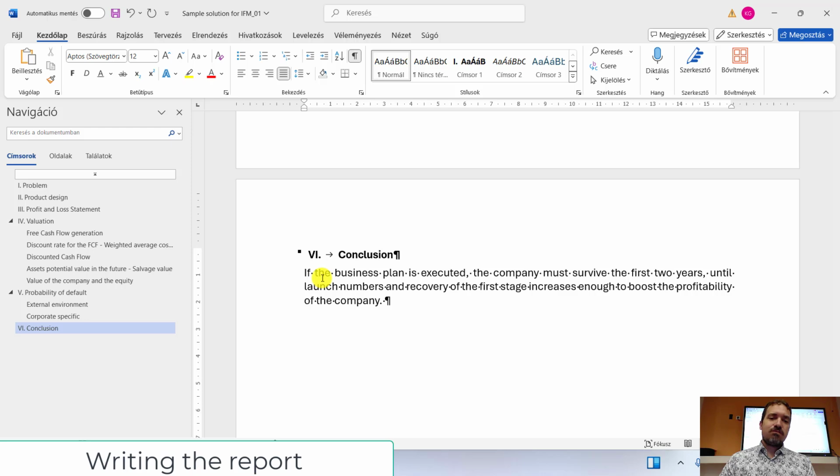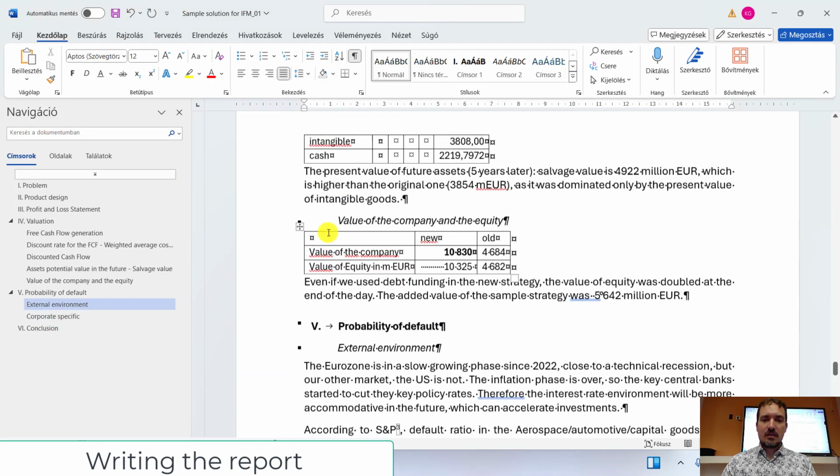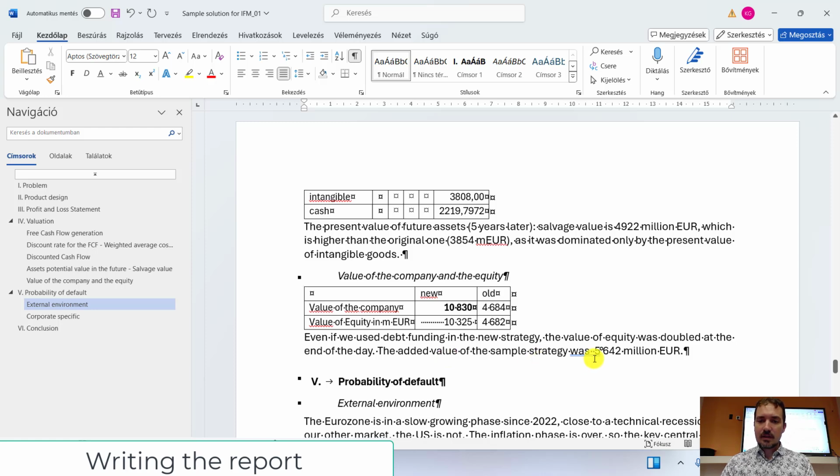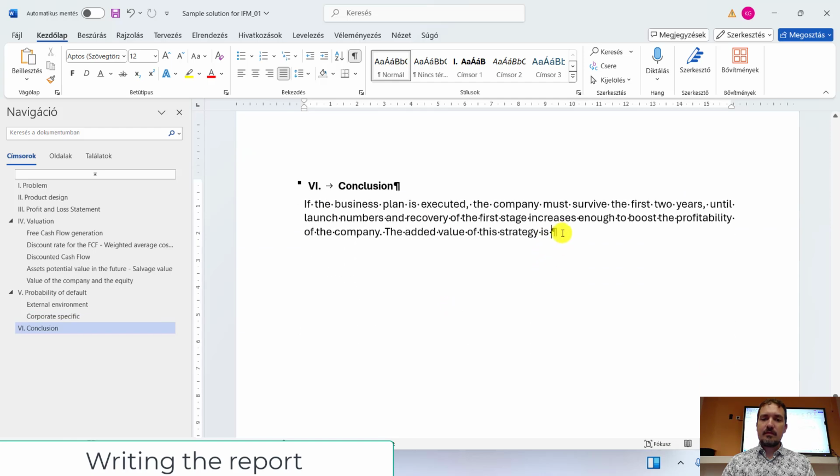Yeah, so mine is way riskier. The value of this strategy is this number here. Fundamental share value increase.